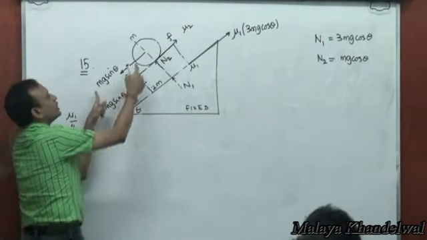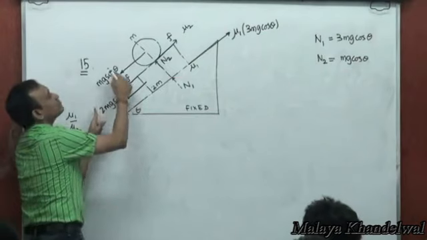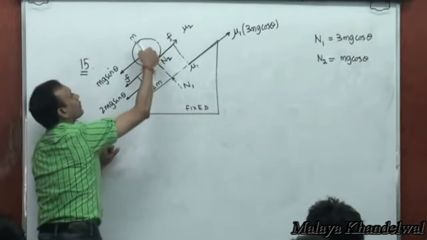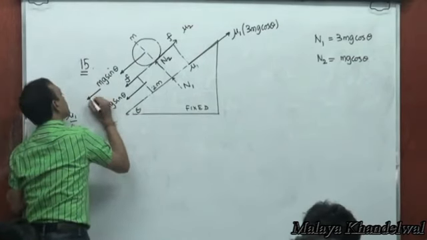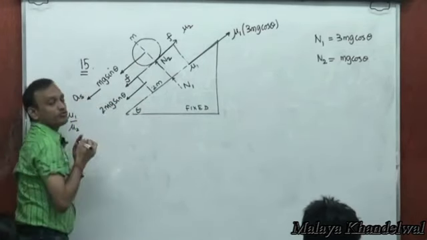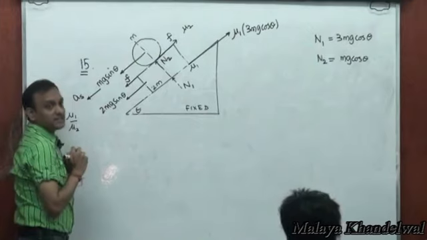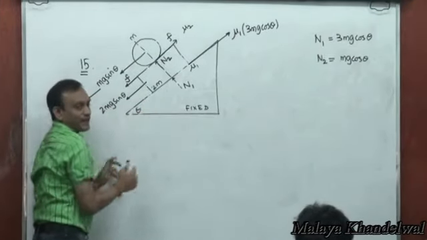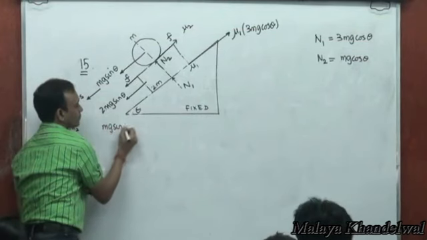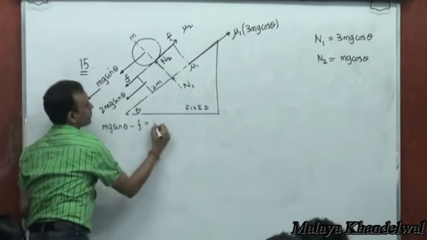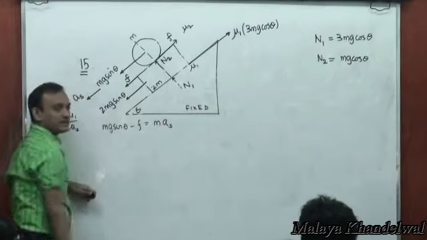Now, under the influence of mg sin theta and F, the sphere has a downward acceleration a_s. The center of mass of the sphere has an acceleration a_s, which is caused by mg sin theta minus F, equal to m into a.